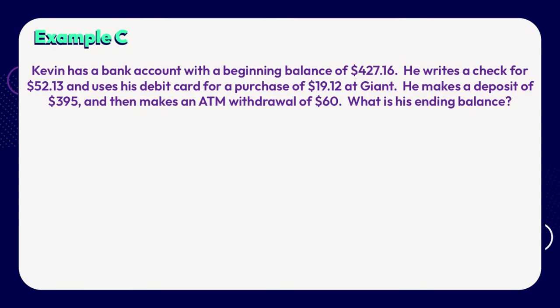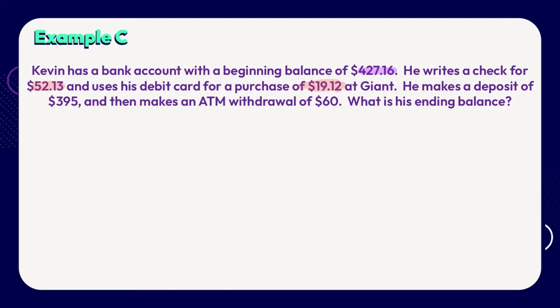So we need to go through, starting with his original balance, which is $427.16. We have to take out the things that are subtractions and add the things that are deposits, or the money that is going into his account. So he writes a check for $52.13. That means that it's money coming out of his account, so we know that's going to be a minus. He uses his debit card to purchase $19.12 at Giant, so again, we know that's going to be a negative. That's going to be money coming out of his account.